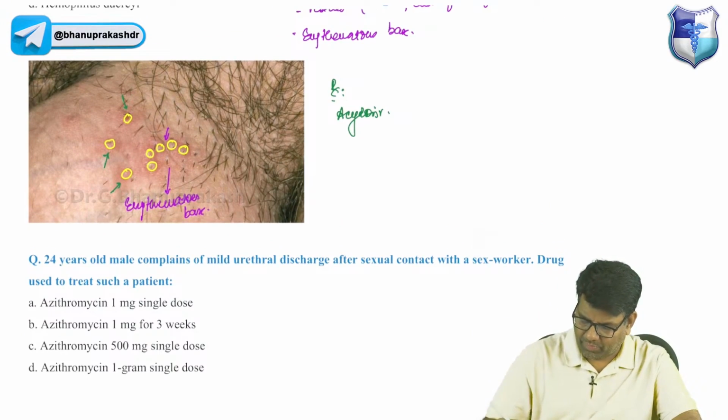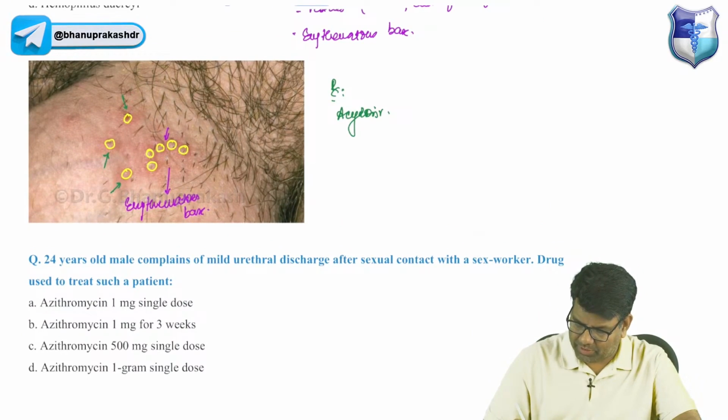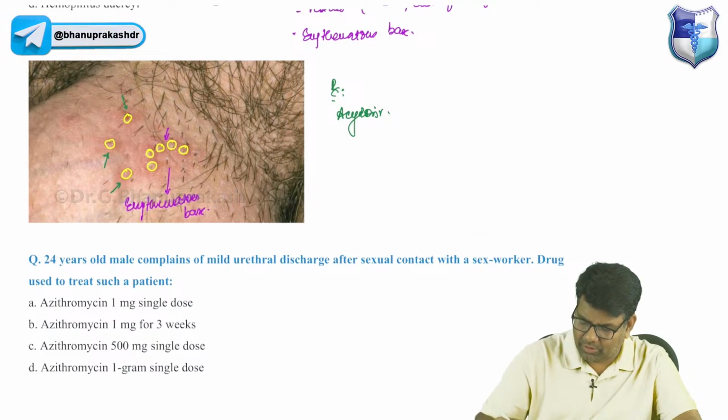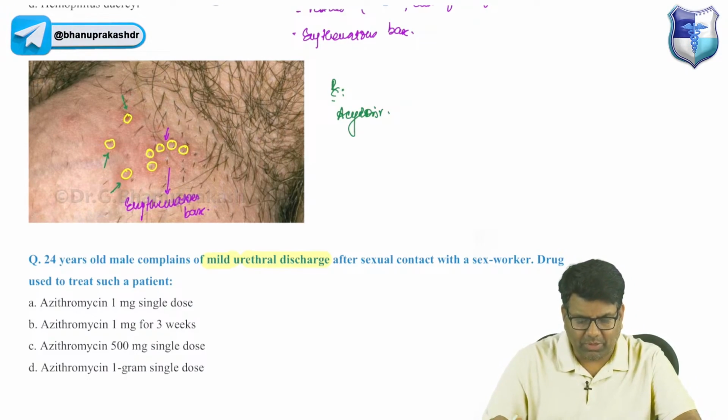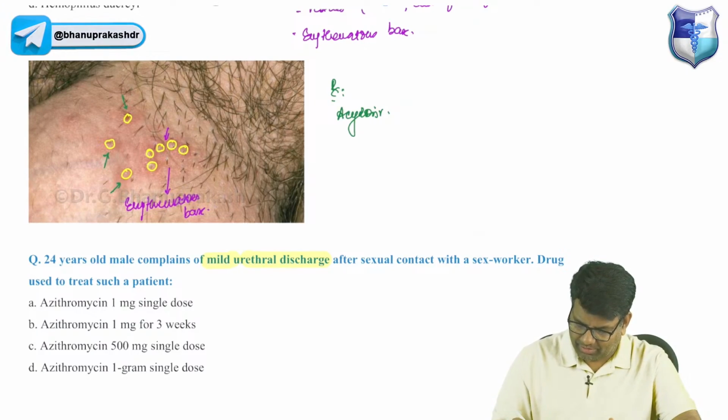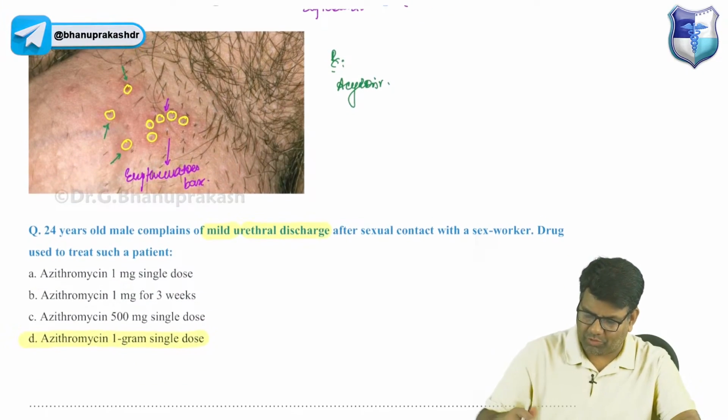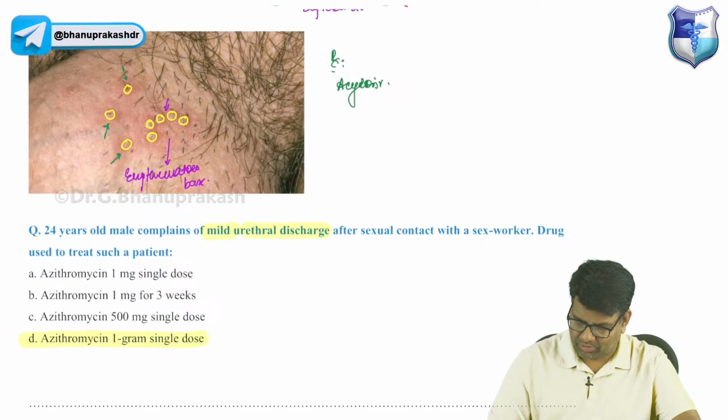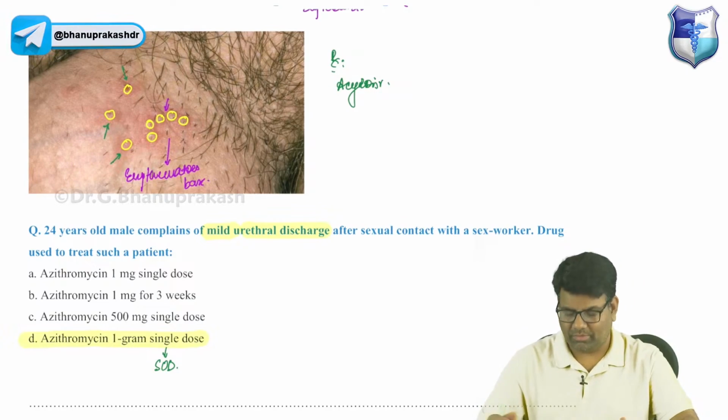Now, next question. A young male patient presents with mild urethral discharge. What should be given to treat such a patient? I think one should just make sure whether it is 1 gram or 1 milligram. Of course, it is a single oral dose. This is SOD, that is single oral dose. So the answer is 1 gram single oral dose, or 1 gram stat.